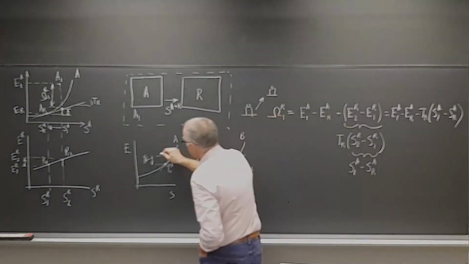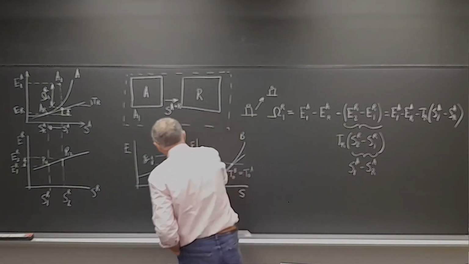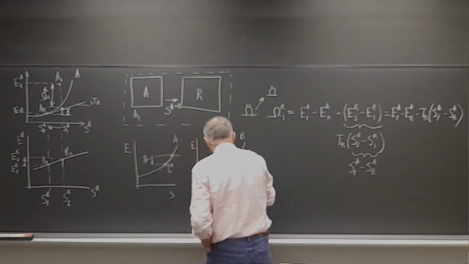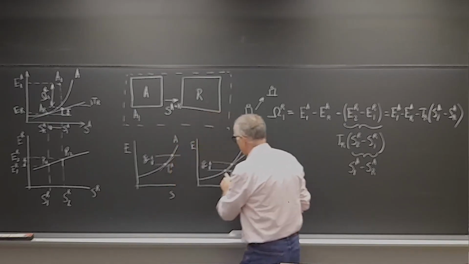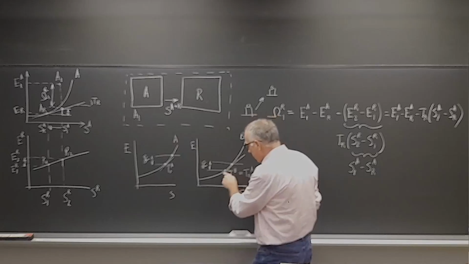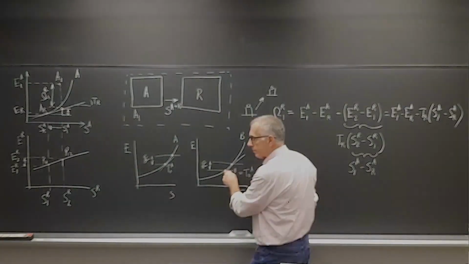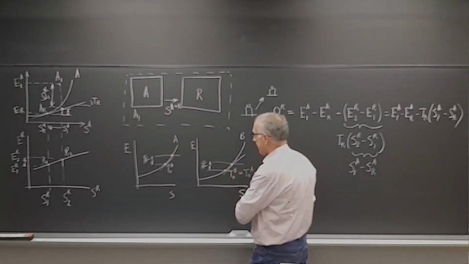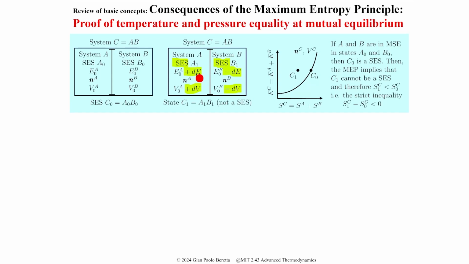Plus, I have many choices on how to do this, but I'm going to choose the easy way, easy for our proof, so that both system A and system B change their energies but remain in stable equilibrium states. Okay. So this is how I construct states A1 and B1 so as to make up the composite C1.